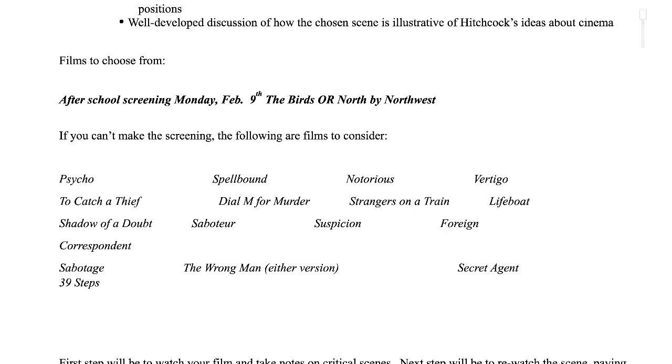Lifeboat is a movie that is all shot on a single boat. And Hitchcock really likes to set up problems for himself, and he does that here by constraining all of the action to a single boat. I would like you to look up the rest of these films, take a look at imdb.com or Google trailers and see what you think.